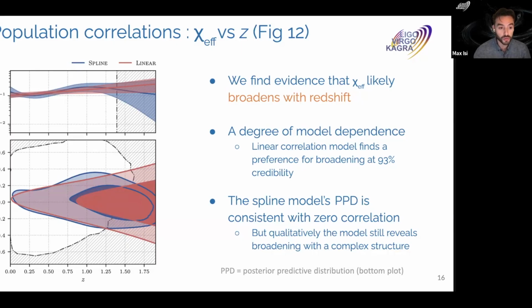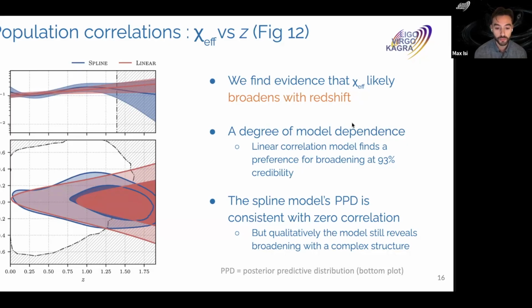There is a degree of model dependence to this result, in particular if you're looking at the details of this broadening. Is it exactly linear, or are there features as a function of redshift? You can see on the left-hand side the top panel, which shows our estimation of the width of the chi-effective distribution as a function of redshift. In the spline model, there are more features that are allowed, but it's not clear at this level of credibility, given the data that we have, that this is significantly distinct from a linear trend.